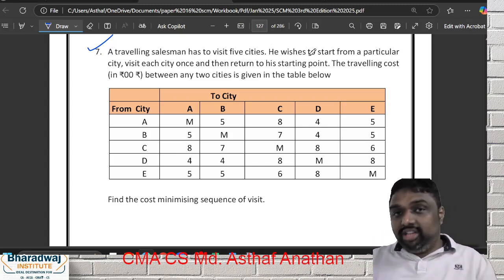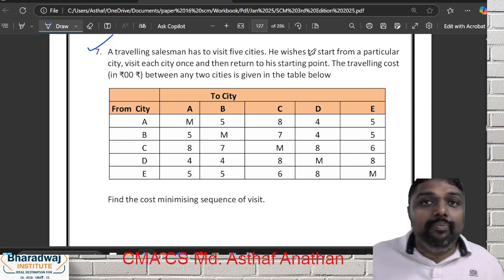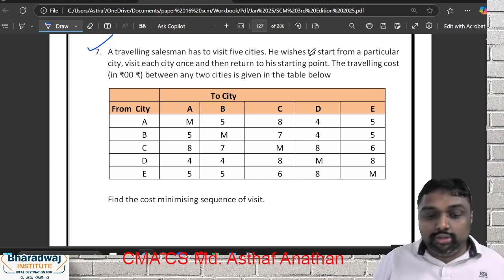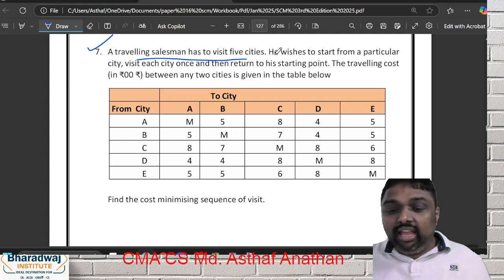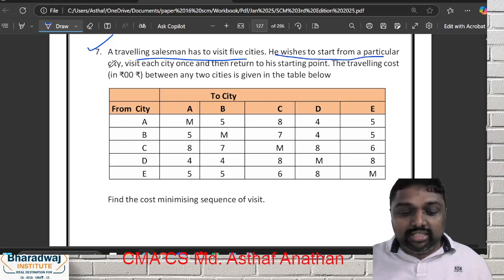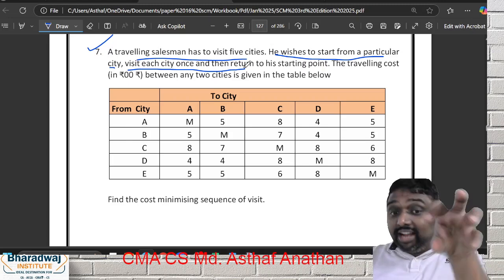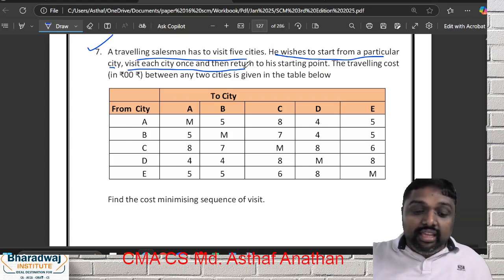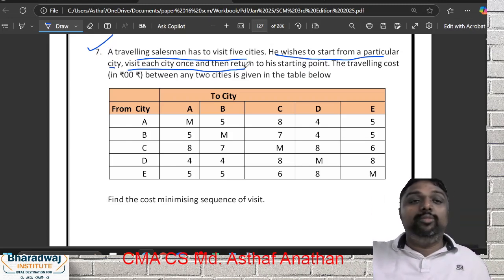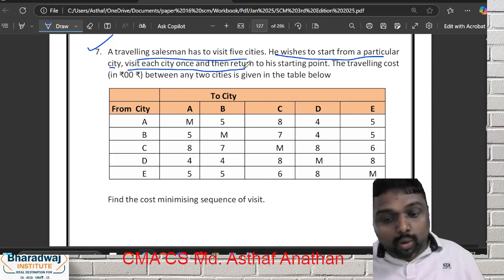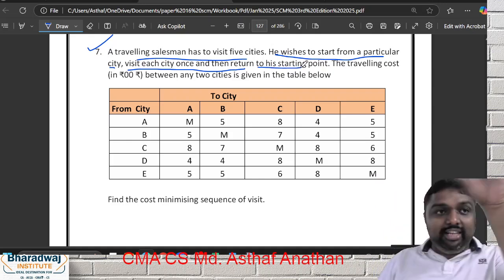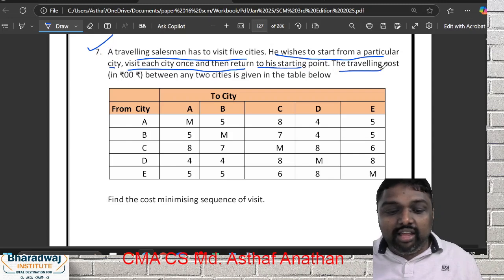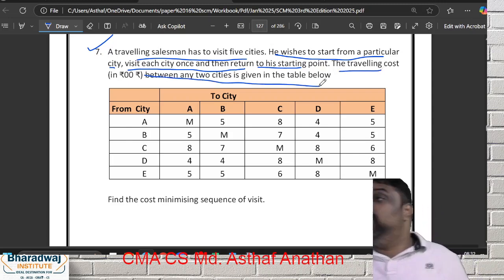So we'll start the question. It is a very easy assignment concept only, so we'll practice this question. A traveling salesman has to visit 5 cities. He wishes to start from a particular city, visit each city once, meaning one city is visited only one time, and return to his starting point. See, they gave the condition here itself. The assumption is mentioned in the question itself. The traveling cost between the cities is given below.